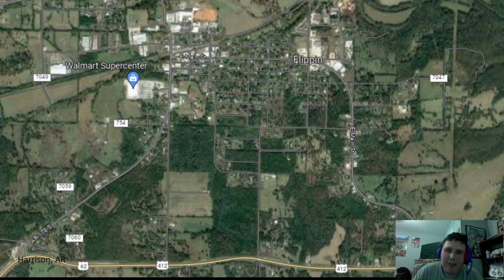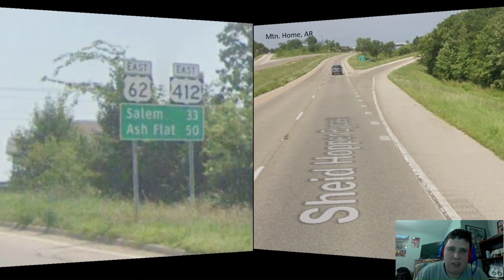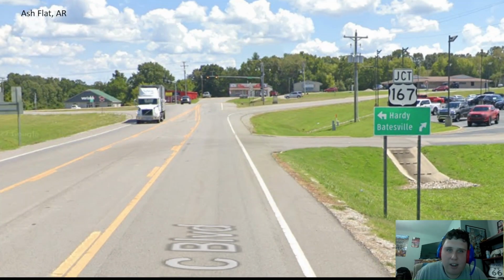And please excuse my language, but we're actually meeting Flippin, Arkansas here on our way to Mountain Home. And here in Mountain Home, we're meeting Arkansas Highway 5, which is, I'm guessing, a very important route here in Arkansas. And after we pass by Arkansas Highway 5, we have another mileage sign, and Ash Flat is on the bottom line at 50 miles away. Here in Ash Flat, Arkansas, we're meeting US 167, and I think we're going to be here with 167 north towards Hardy.